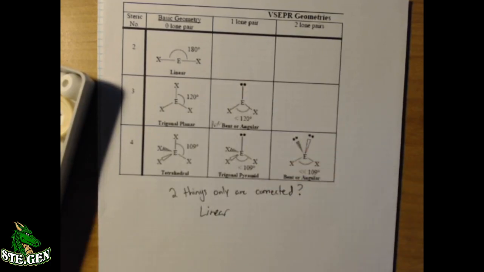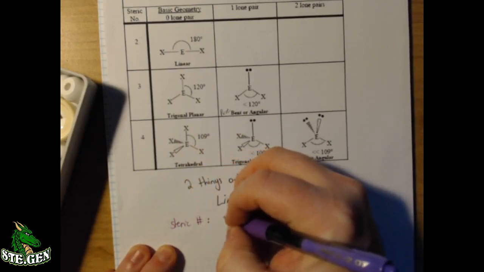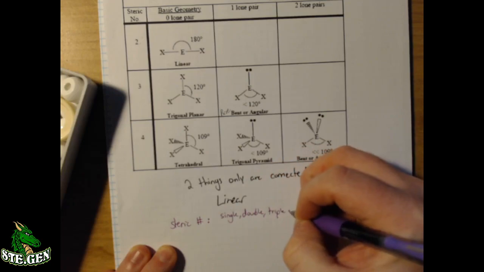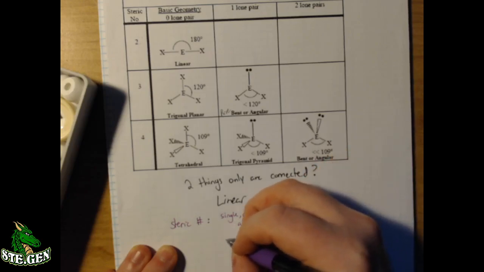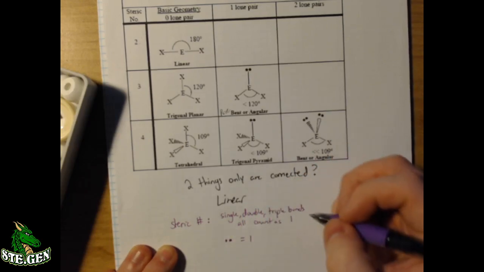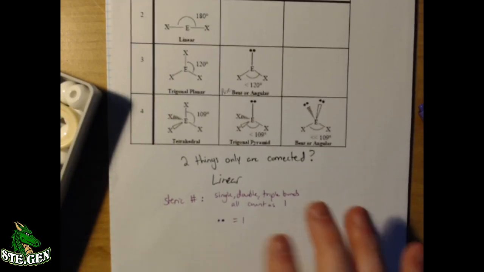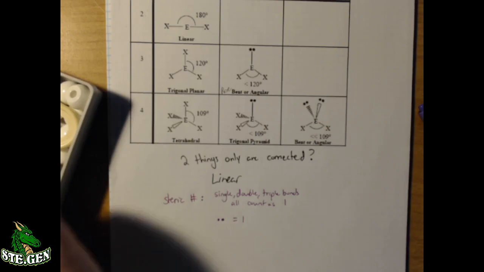But what we can do to represent them is I can make one of these a double bond. Because as far as steric number is concerned, when you're doing steric number, single, double, and triple bonds all only count as one thing, and a pair of dots also counts as one thing. So while I don't have a shape that will let me do single bonds, I can still do a steric number of 3, but not include just single bonds.